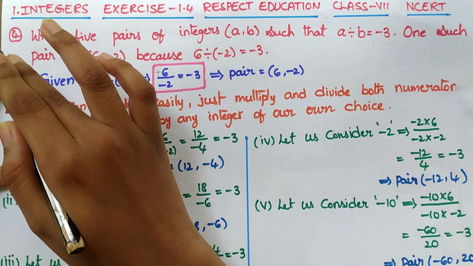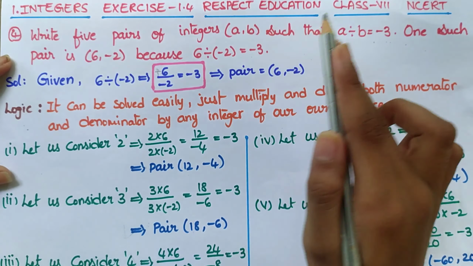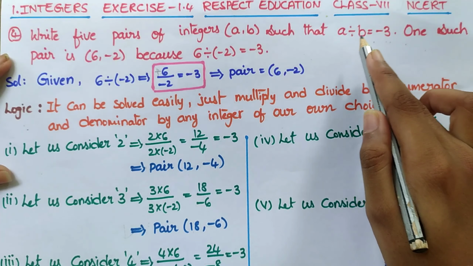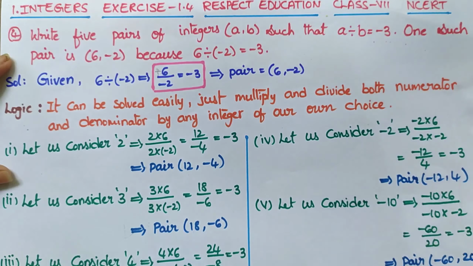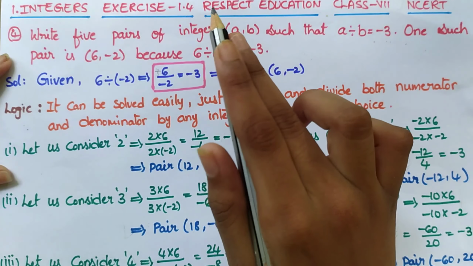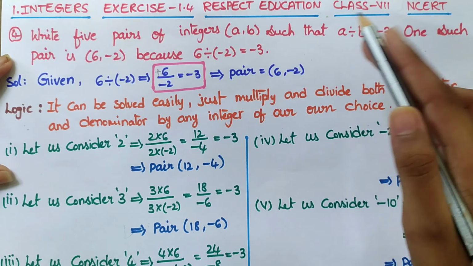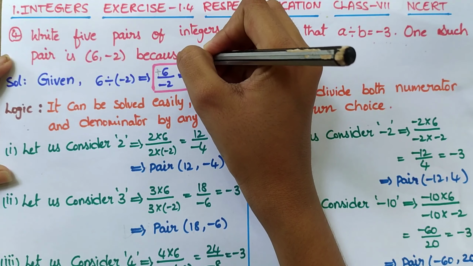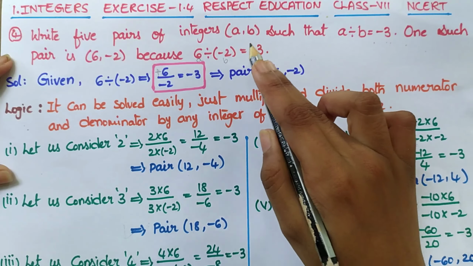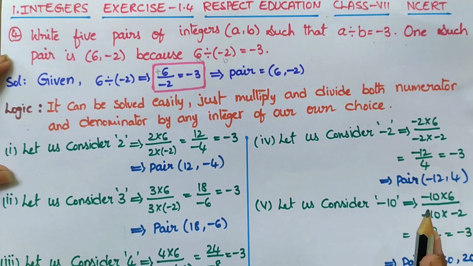Okay friends, now let us see question number 4. Write 5 pairs of integers a, b such that a divided by b is equal to minus 3. One such pair is 6 and minus 2, because 6 divided by minus 2, see, a divided by b is equal to minus 3. So let us take 6 as a and minus 2 as b. So 6 divided by minus 2 is equal to minus 3. That means a divided by b is equal to minus 3.